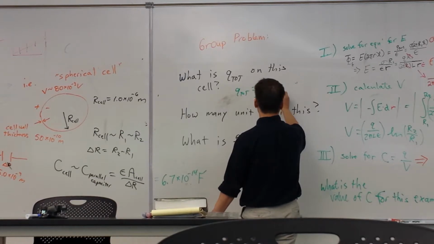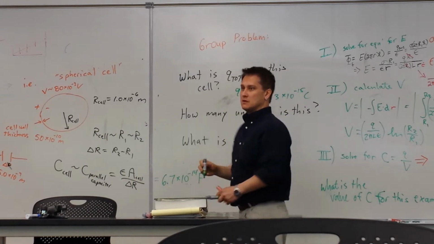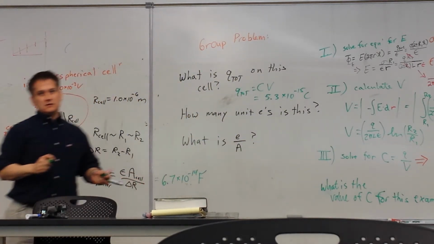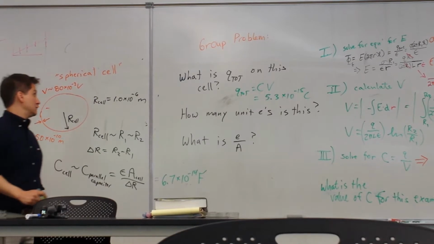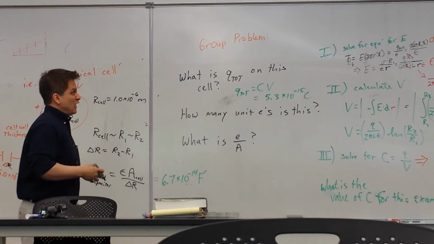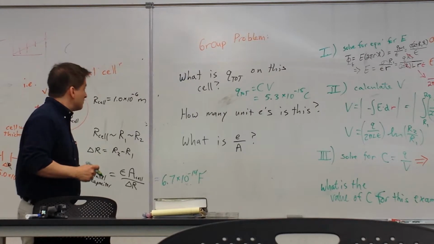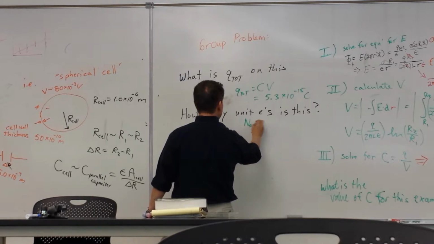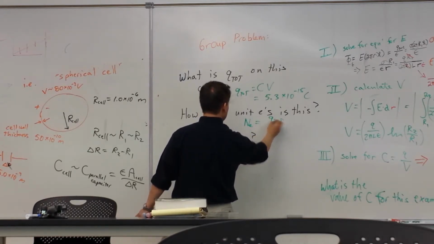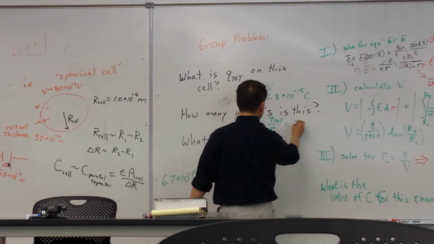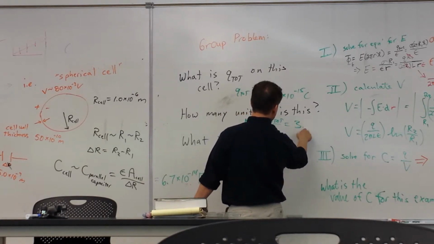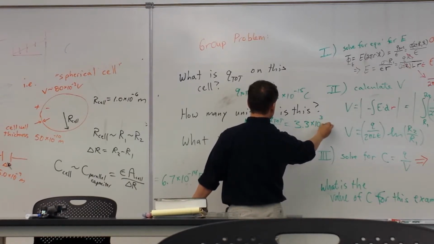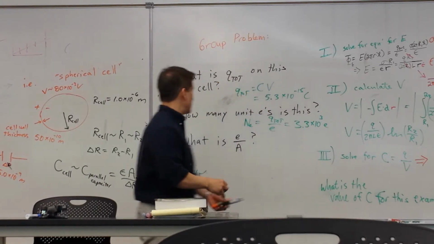5 point what? 3.4. Okay, so that many coulombs? How many unit quanta of charge would that represent? That divided by 1.602 times 10 to the negative 19. So the number of E would be Q total divided by E, and it's about 30,000. 33, 32, 31. 33,000. Okay, so you got about 33,000.